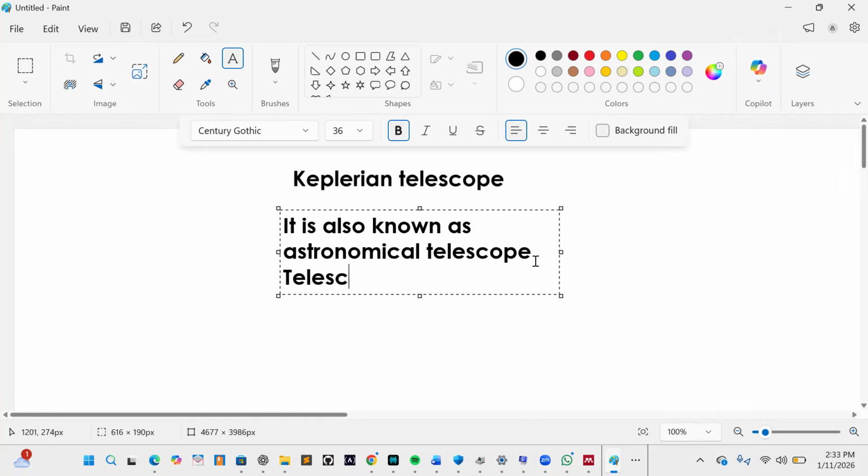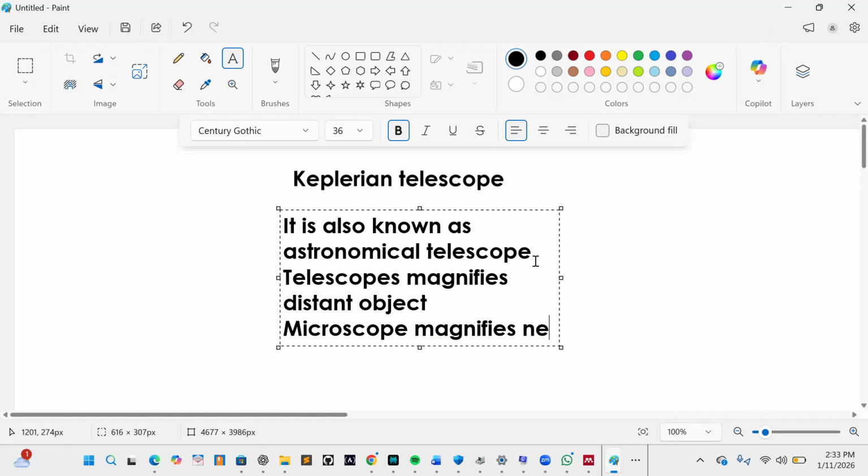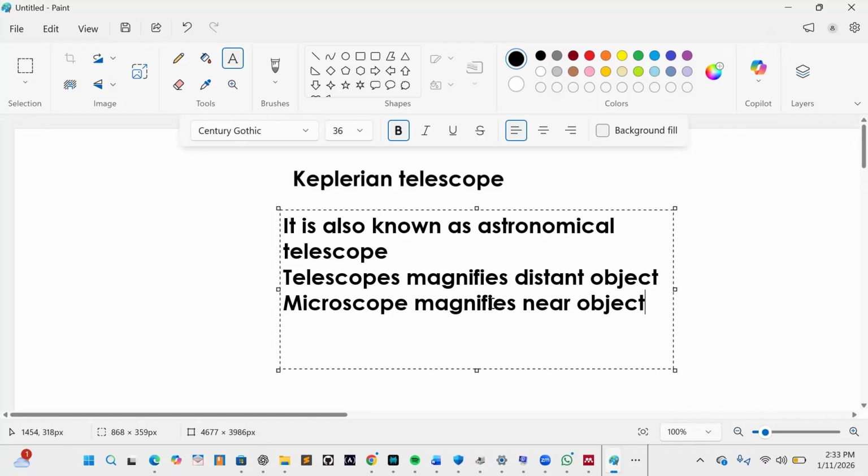So telescopes magnify distant objects, unlike microscopes. Microscopes magnify small objects. So microscopes magnify objects, while telescopes magnify distant objects.